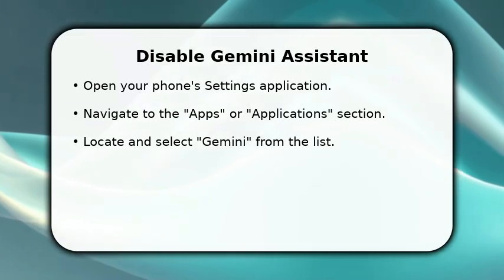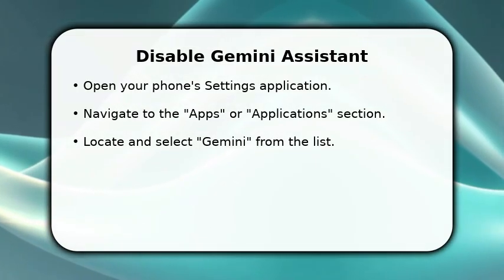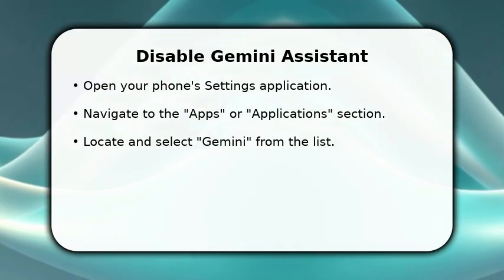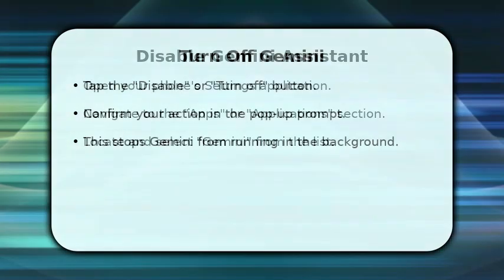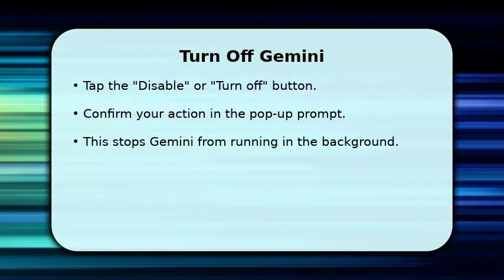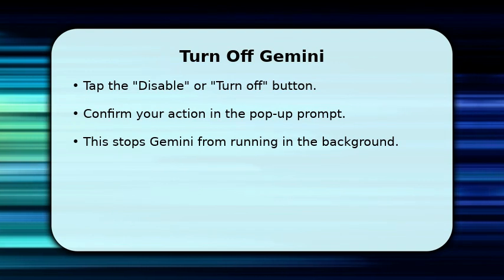Then, scroll through the list of applications until you find Gemini. Select it to view its app information. After selecting Gemini, you'll see options like Force Stop or Disable. To effectively remove it from active use, tap the Disable button.